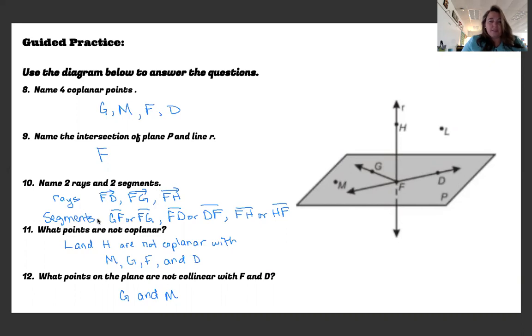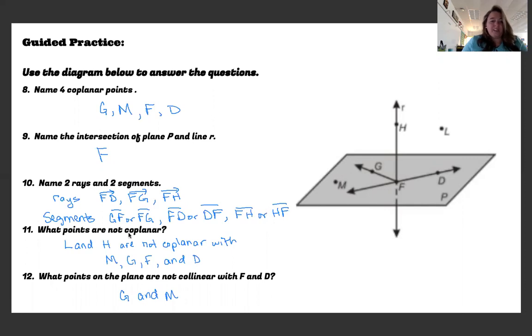For segments, there were also 3 correct answers, but there were 2 ways to write each of those 3 correct answers. So you could have segment GF or FG. You could have segment FD or segment DF. And you could have segment FH or segment HF. Any 2 of those 3, again, would satisfy the requirement.